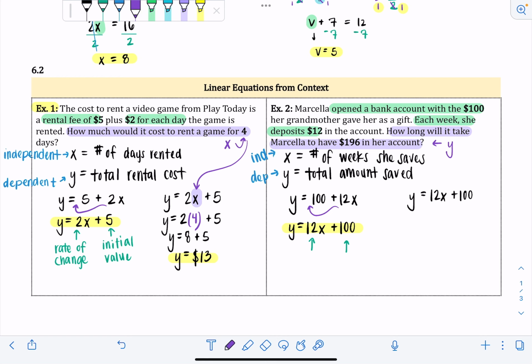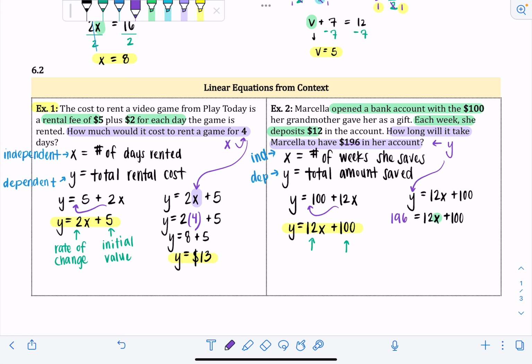And then that 196 is going to go in for y because that's the variable that represents amount saved. So it'll be 196 equals 12x plus 100. And then my goal now is to solve for x, to solve for the number of weeks. So I want to get that x by itself.